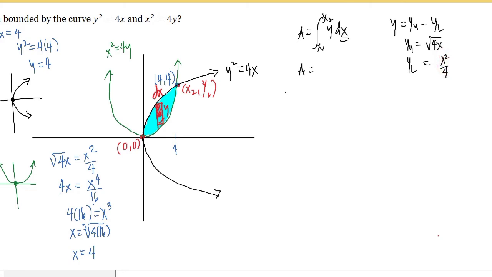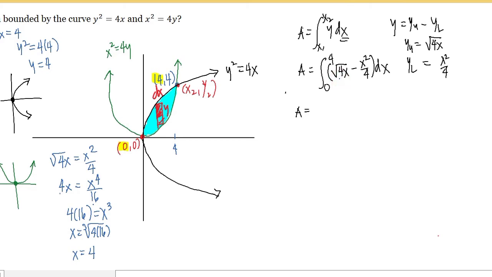So, we have here the integral, limit natin, x sub 1, that is 0, no? Ang x sub 2 natin is 4. So, that is 4. Yung y up natin is square root of 4x. Yung y low natin is x squared over 4. So, this is dx.